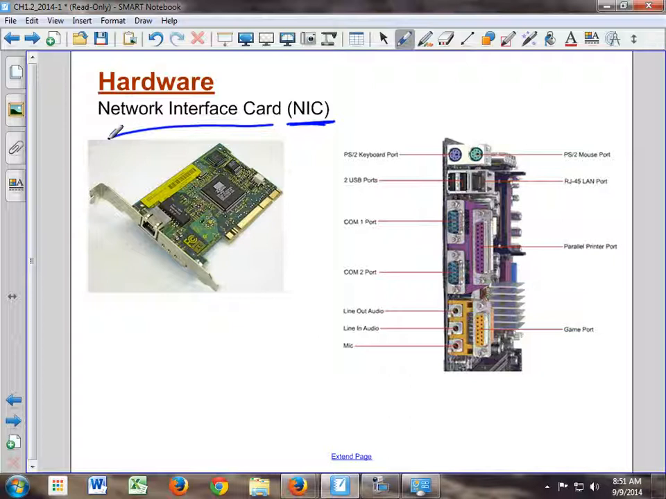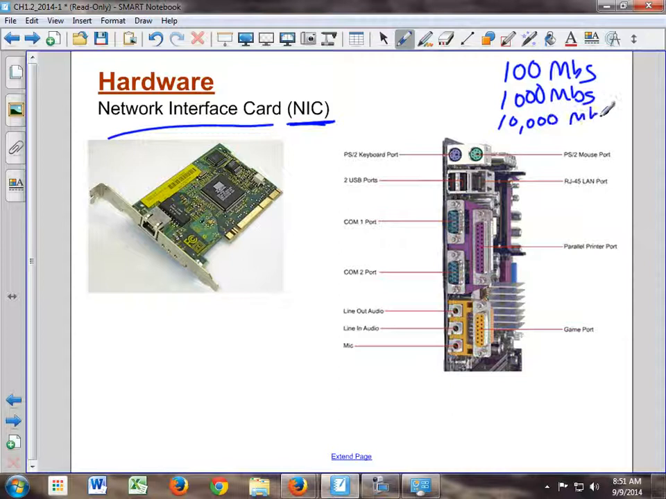Speeds of network cards can go from 100 megabits per second, to 1,000 megabits per second, or gig speed, and they can go at 10,000 megabits per second now, which is really expensive. You don't have any of those in school. But if you had only a 100 meg connection and wanted 1,000, you could add a network card if you had the right kind of motherboard. We're going to stop right there, and I'll see you guys in 2 days.